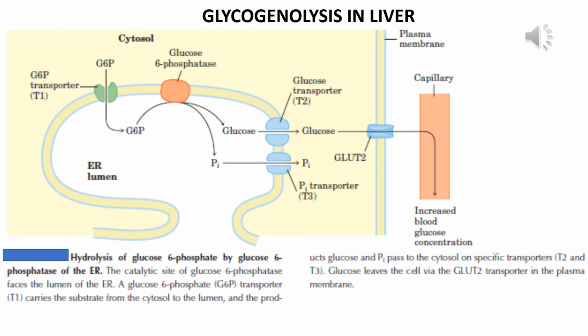Glycogenolysis in the liver. You know that glycogen granules are present in the cytoplasm, therefore glycogenolysis is taking place in the cytoplasm. In the liver, glucose 6-phosphate is formed by the isomerization of glucose 1-phosphate in the cytoplasm. From there, this glucose 6-phosphate is transported to the endoplasmic reticulum by means of GLUT1. What is GLUT1? Glucose 6-phosphate transporter 1.